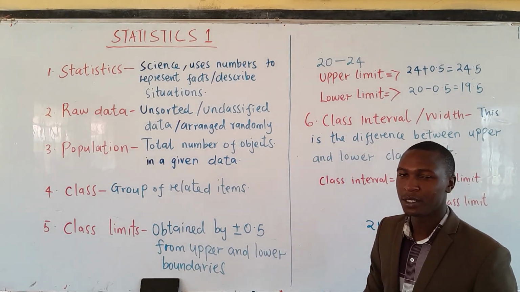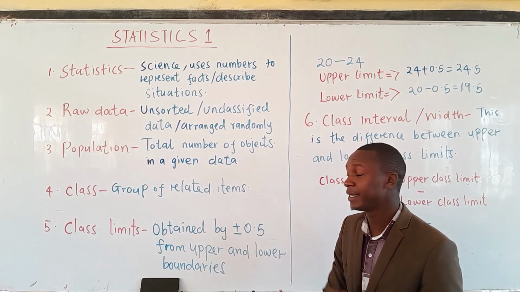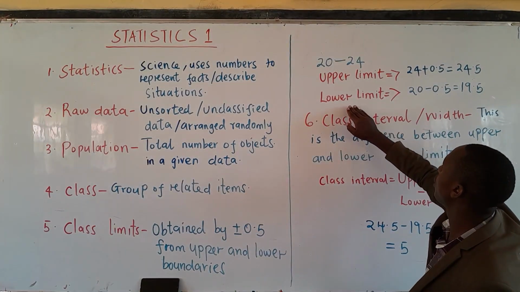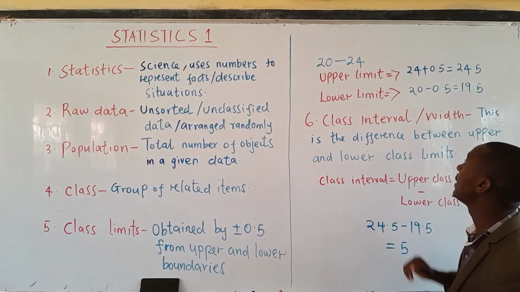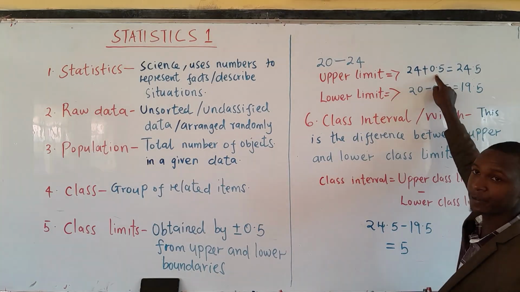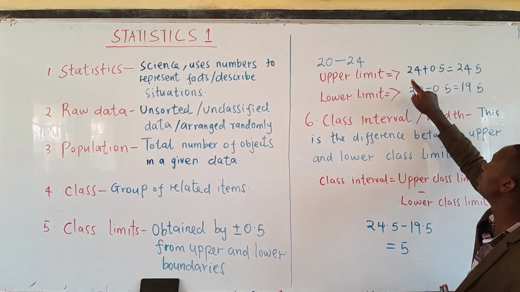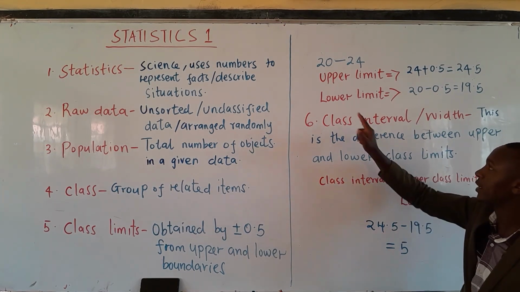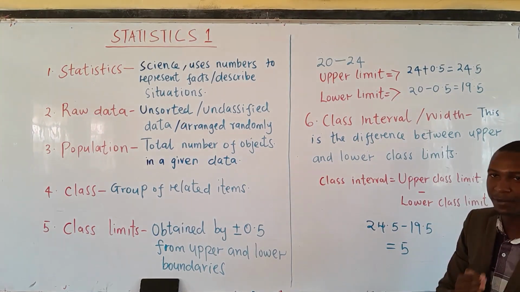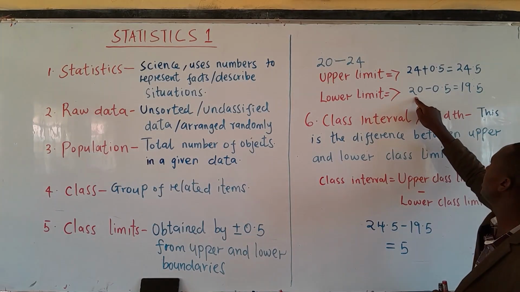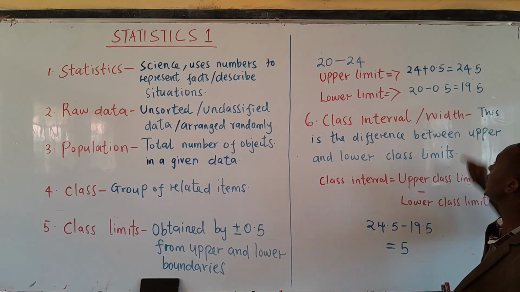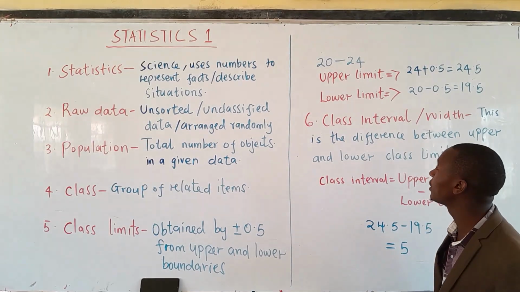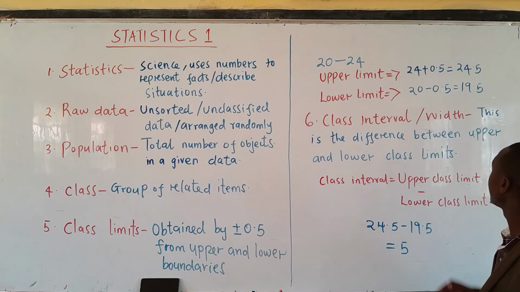And therefore, when you talk about class limits, you have to talk about upper class limits and lower class limits. For you to obtain the upper class limit, you add 0.5 to the upper boundary, and that is 24 plus 0.5, that is 24.5. For the lower limit, you subtract 0.5 from the lower boundary, and that is 20 minus 0.5, and that is 19.5.